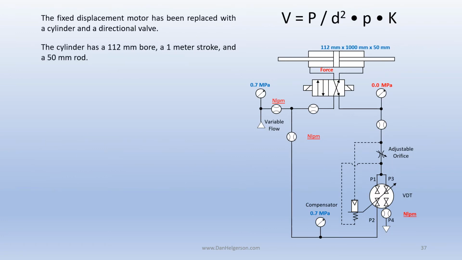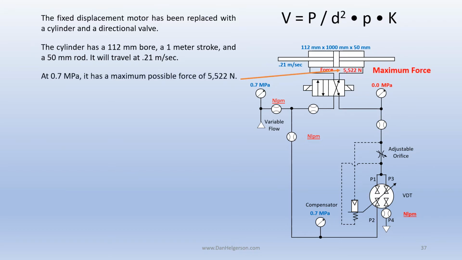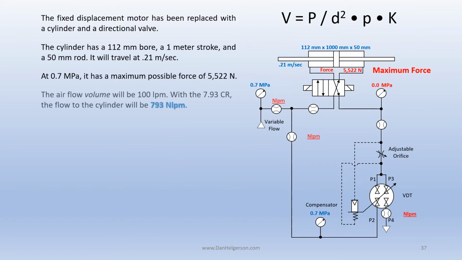The fixed displacement motor has been replaced with a cylinder and a directional valve. The cylinder has a 112 millimeter bore, a 1 meter stroke, and a 50 millimeter rod. It will travel at 0.21 meters per second. At 0.7 megapascals, it has a maximum possible force of 5,522 newtons.